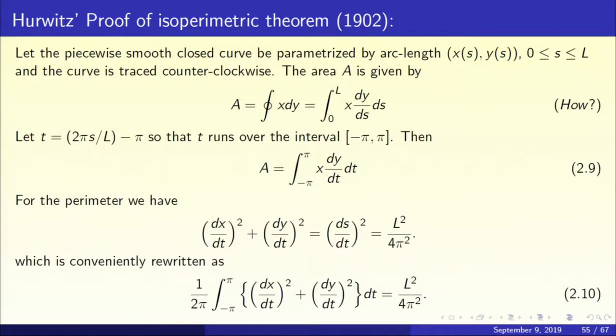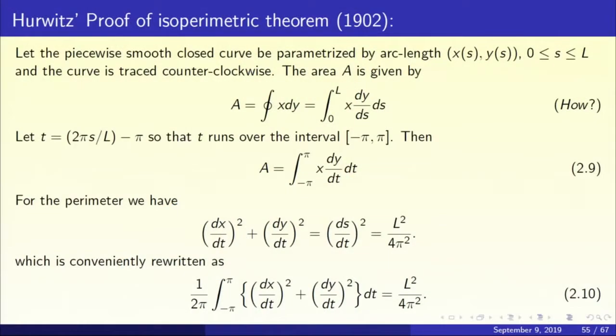Now let us make a change of scale and a shift of origin, so that I can apply the formulas that I had derived. So let us make the parameter change in such a way that t equals 2πs/L minus π. The minus π is done so that the interval goes from minus π to π. So t runs over the interval minus π to π when s runs from 0 to L. Then the area formula is the integral from minus π to π of x (dy/dt) dt.